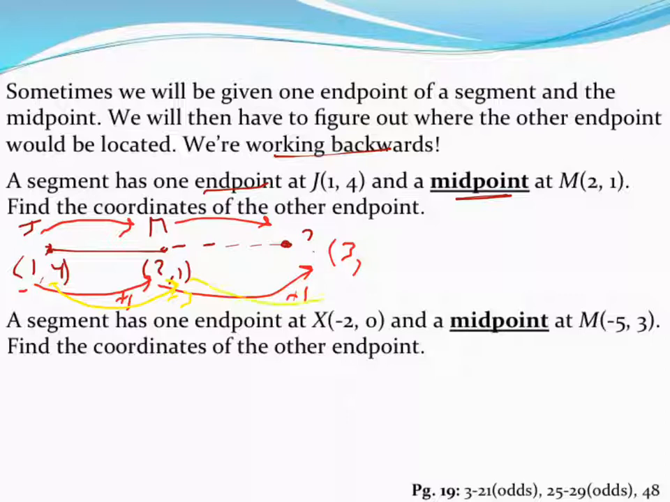Take an equal size step to get to the end. So I want to subtract 3 again. My middle stepping stone was at a 1. I want to subtract 3 from that. 1 minus 3 gets me negative 2 as my other endpoint.